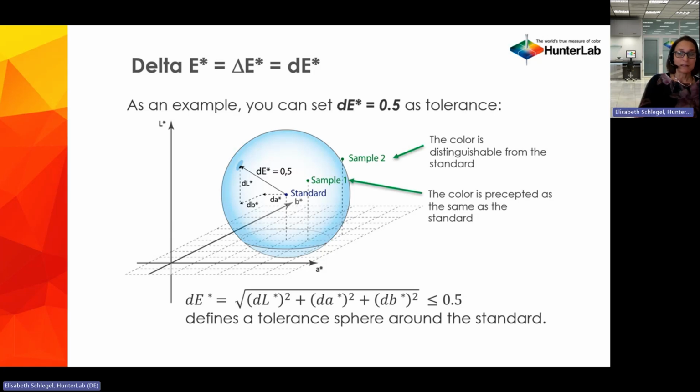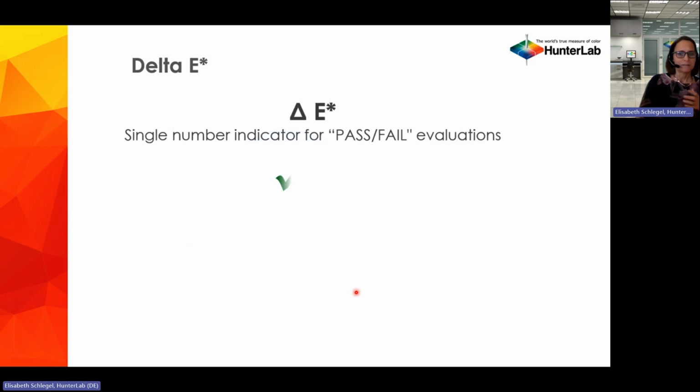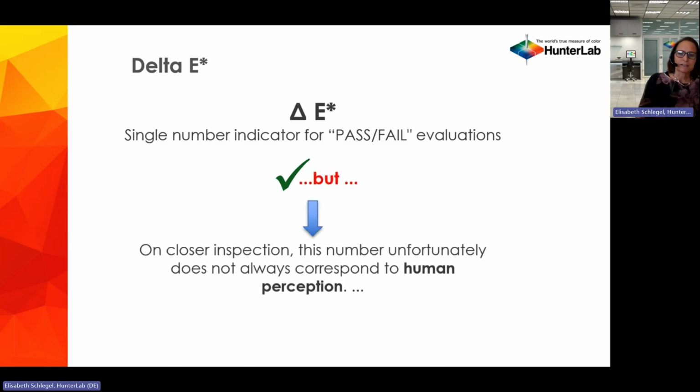So we have found a single number indicator for our pass and fail evaluations. But perhaps, as when you are using our instruments, you know that there are other deltas, and that is because there is a significant drawback of this delta E, and that is it doesn't always correspond to human perception when I look at it a little bit closer. And I will give you an example for that.